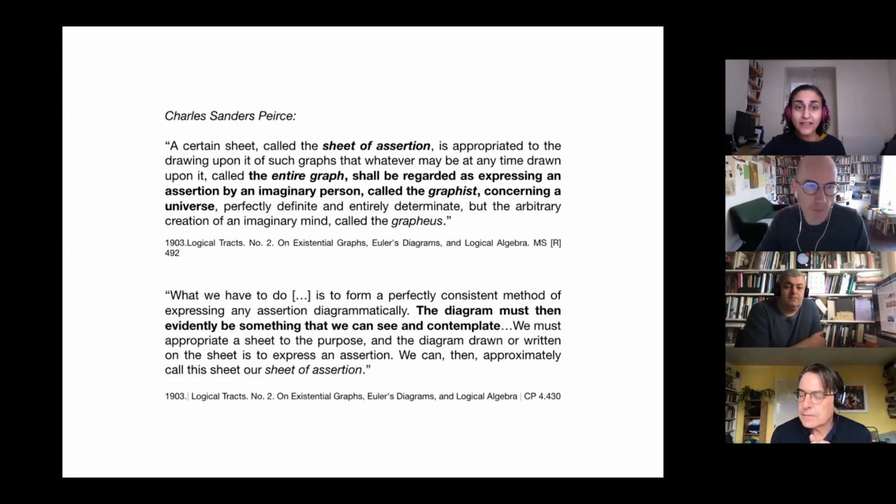So Peirce said, the entire graph shall be regarded as expressing an assertion by an imaginary person called the graphist concerning a universe. And he also said, the diagram must then evidently be something that we can see and contemplate. So very interesting in relation to Latham's diagrams and sculptural works, that Peirce thought that the diagram has to be something that physically exists in the universe.